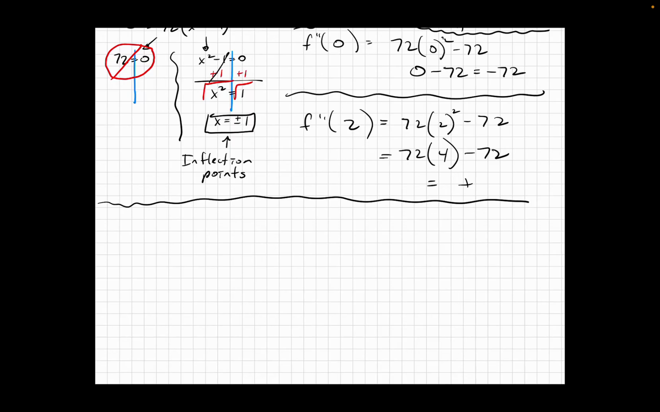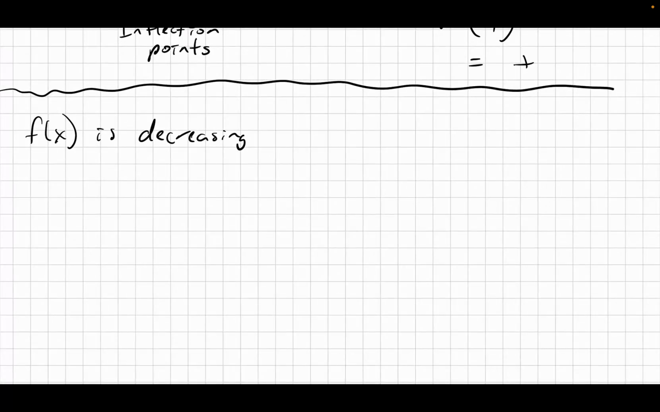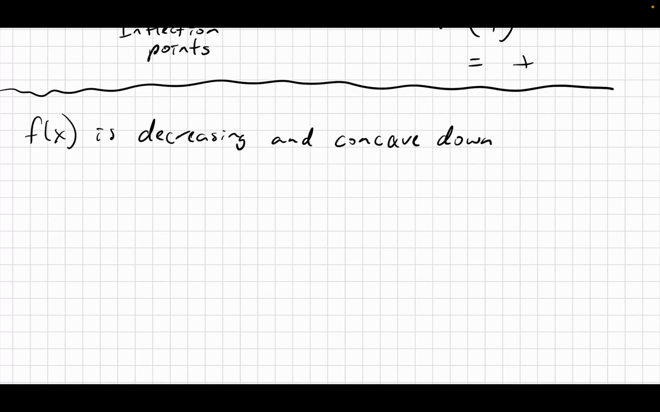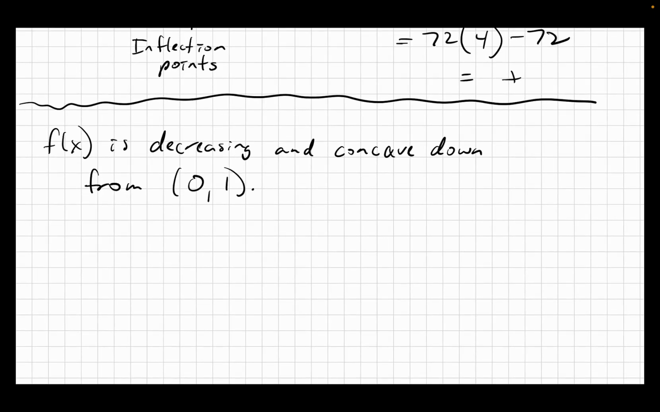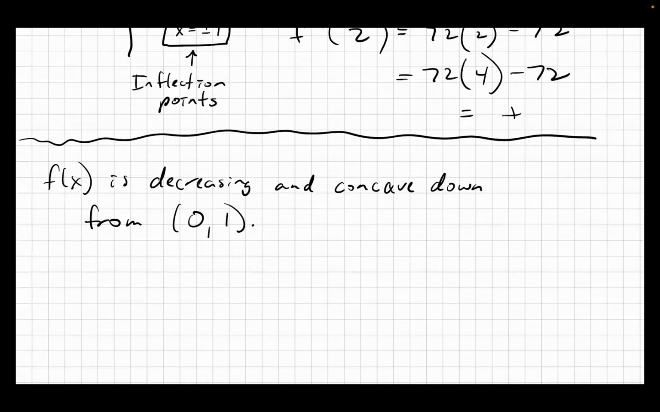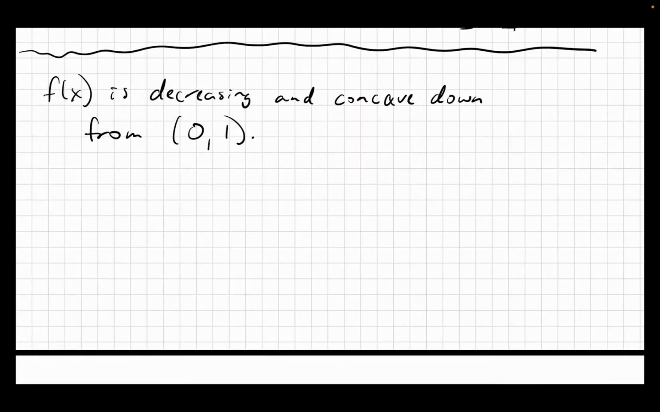So f of x is decreasing and concave down from 0 to 1. That's where they share negatives.